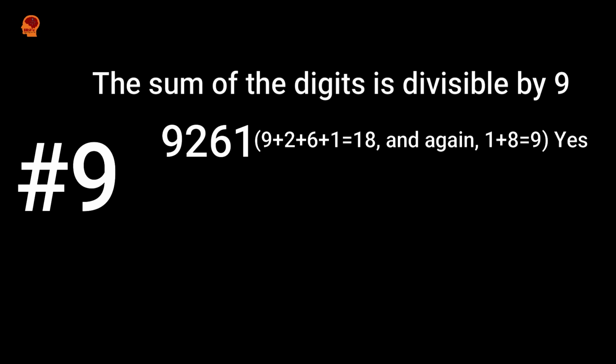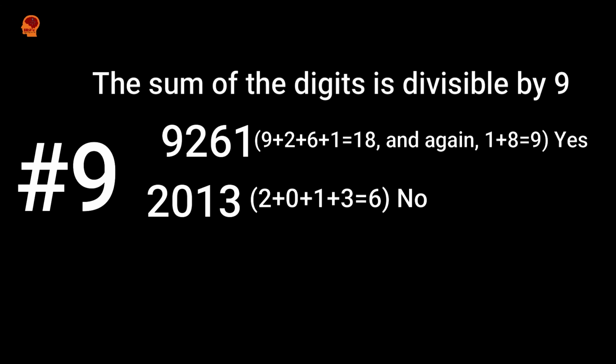The same thing when you have 2013. If you add the numbers together, 2 plus 0 plus 1 plus 3, it gives you 6. 6 cannot be divided by 9 without a remainder, and that is a what? No. Okay, so that is very simple.